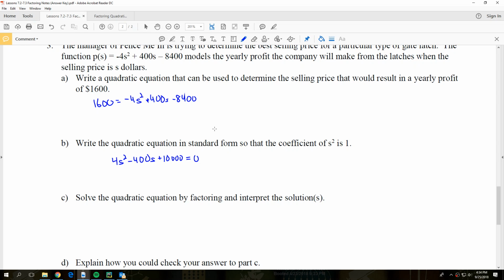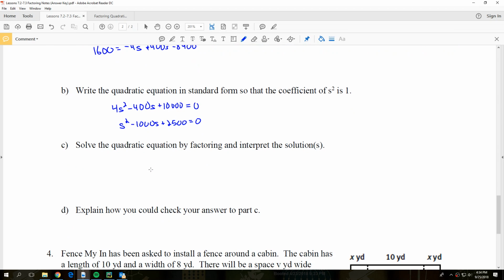All right. Now they also want the coefficient of 1, and right now it's 4. And notice all of these are divisible by 4. How lucky are we? So we're going to divide everything by 4, and we have s squared minus 100s, oops, don't forget about my s. That's better. And 10,000 divided by 4 should be 2,500. So plus 2,500 is equal to 0. And now they want us to solve the quadratic equation by factoring and interpret our solution. So let's just go ahead and do that.